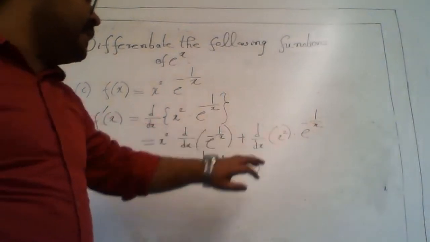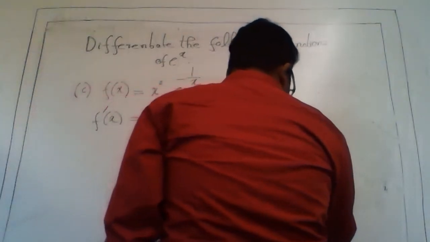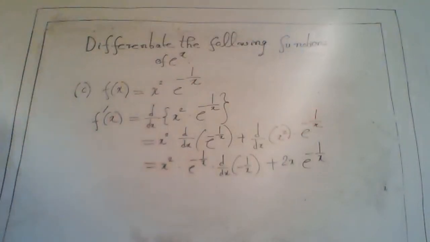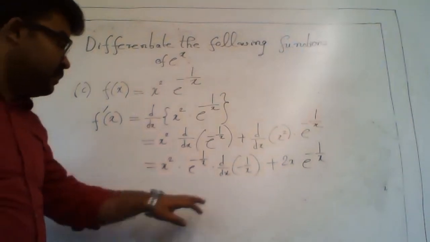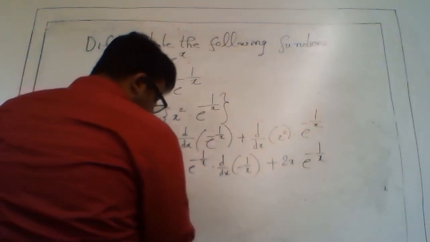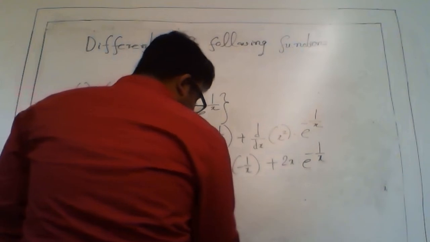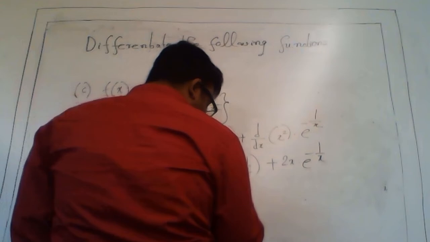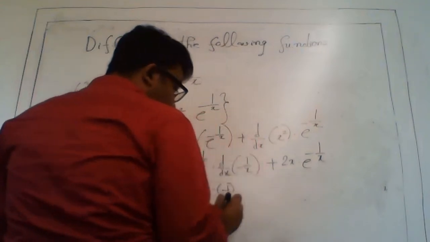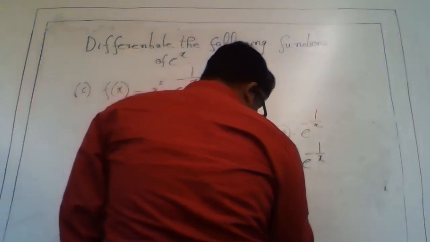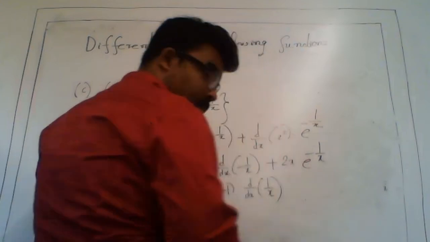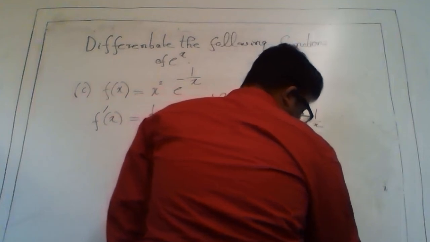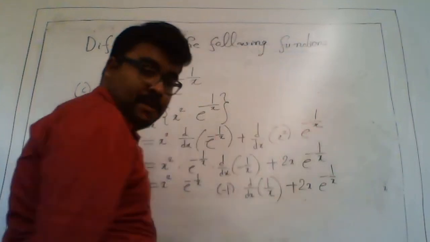plus derivative of x squared is 2x, so 2x times e to the power minus 1 over x. So this is equal to x square times e to the power minus 1 over x. Now d/dx of minus 1 over x, if you take the minus out, you are left with d/dx of 1 over x, right, plus 2x e to the power minus 1 over x, right?